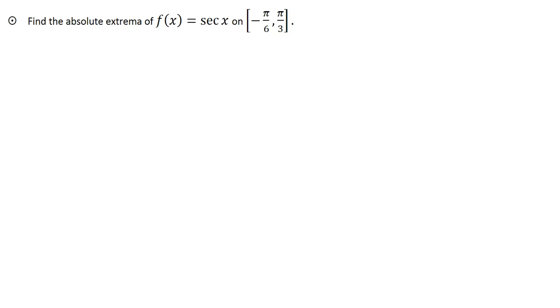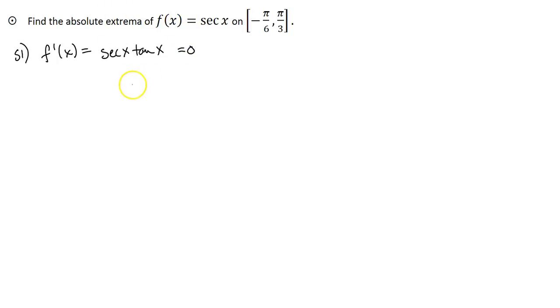Okay, so let's look at this one. We want to find the absolute extrema of f of x equals secant of x on the interval from negative pi over 6 to pi over 3. So the same kind of deal. We're going to take the derivative first. Notice that none of these derivative formulas are going away. You do still need to know the derivatives. So this derivative would be secant x tangent x. And we're going to set this equal to 0.